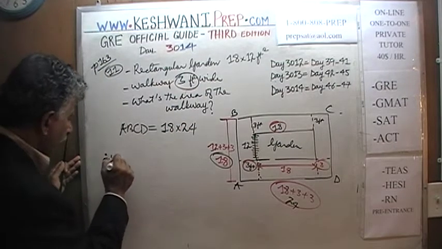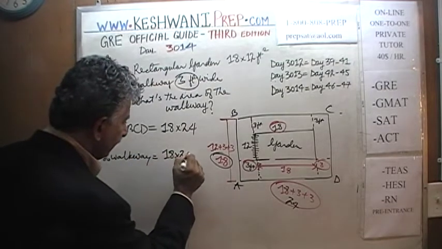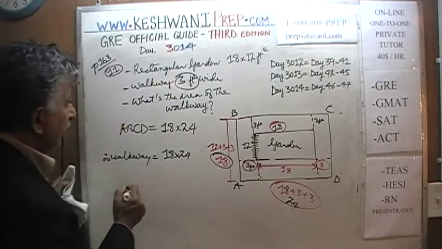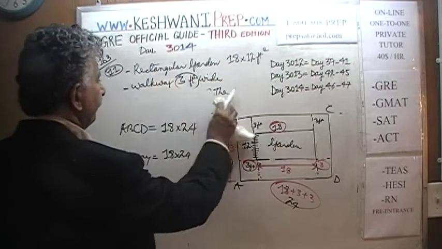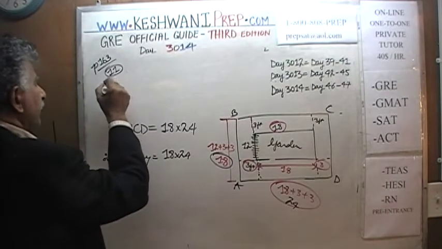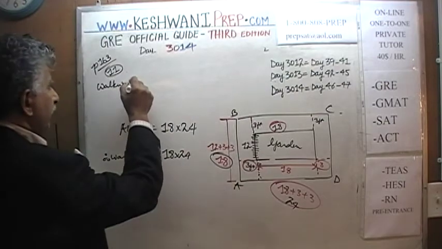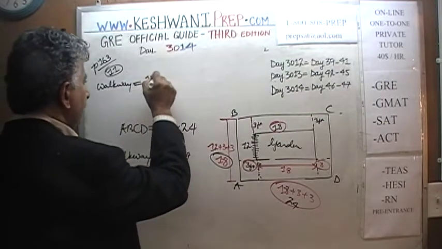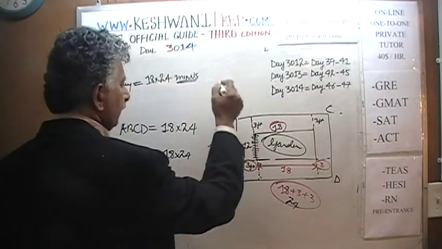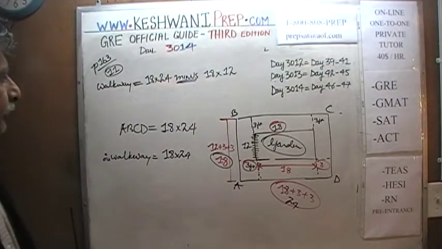And therefore, the walkway that we're looking for is going to be 18 by 24 minus the area of the garden. It will be easier if I continue writing in one line. Area of the walkway is going to be 18 by 24 minus the area of the garden, which is 18 by 12. Are you with me so far?